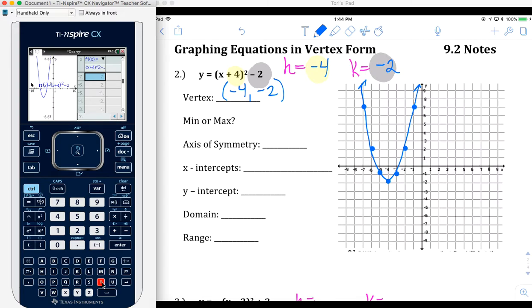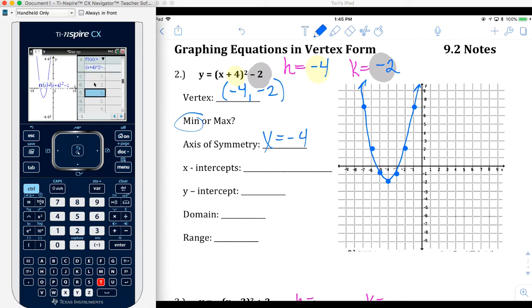So that vertex, that's a minimum because it's on the bottom. Axis of symmetry is going to come right out of that equation. So it's going to be x equals -4. I'm going to skip x-intercepts for just a second. My y-intercept, I cannot see it on my screen. I can't see it over here on my x-axis or y-axis, I'm sorry. So we're going to have to find that one over here in the table.